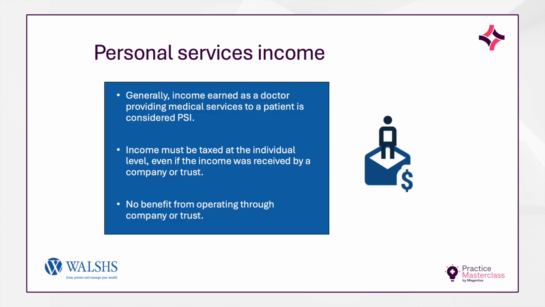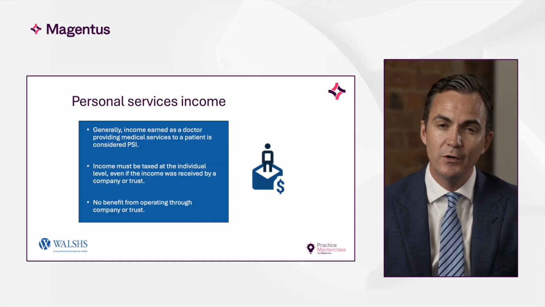And we deal with this one key element called personal services income, or as the ATO like to call it, PSI. So generally, the income derived from a doctor from their own personal exertion, seeing patients, operating, needs to be taxed in their own name. The income must flow through and be taxed in the individual's name. So even if you set up a company or a trust, that income must flow through and be taxed in the individual's names.